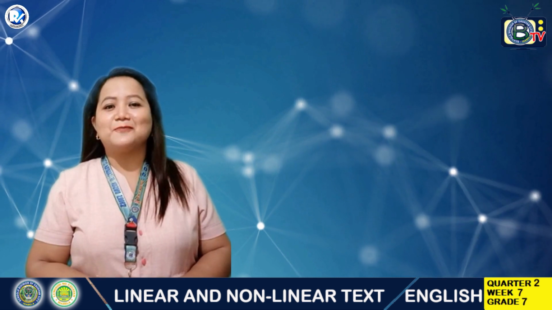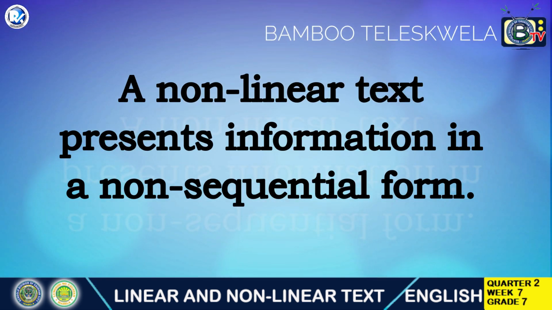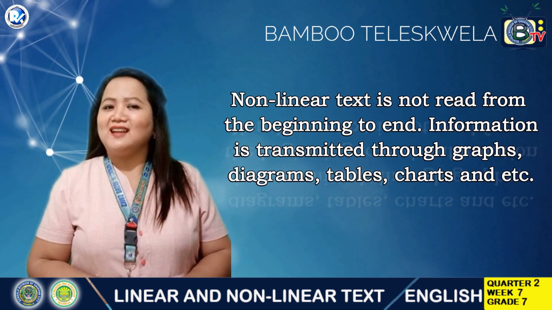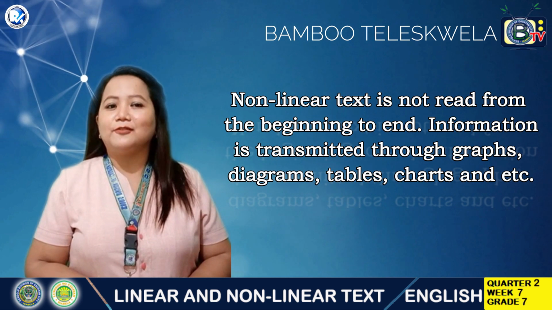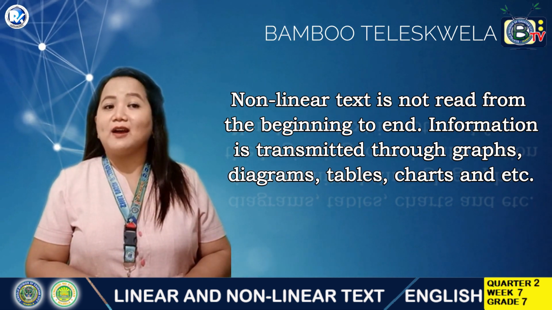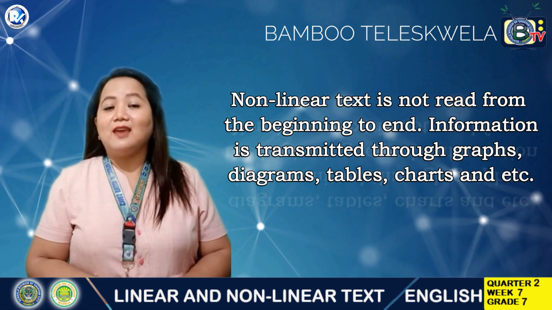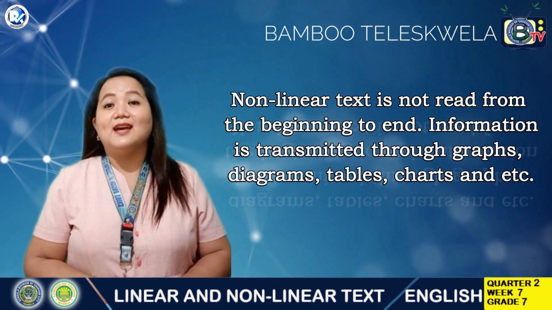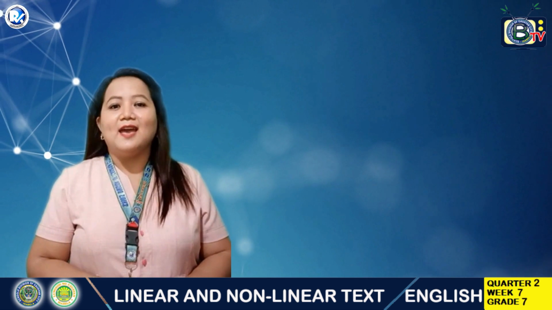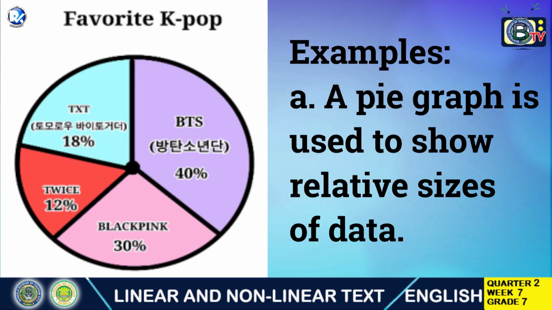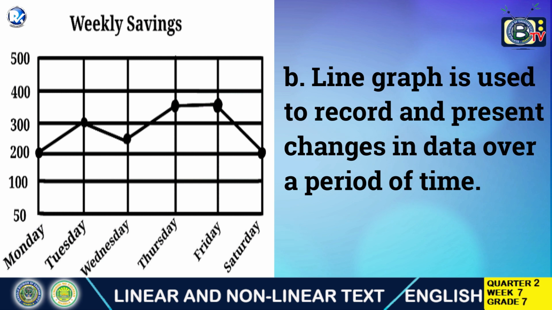A nonlinear text presents information in a non-sequential form. Nonlinear text is not read from the beginning to end. Information is transmitted through graphs, diagrams, tables, charts, and etc. Examples: a pie graph is used to show relative sizes of data. Line graph is used to record and present changes in data over a period of time.